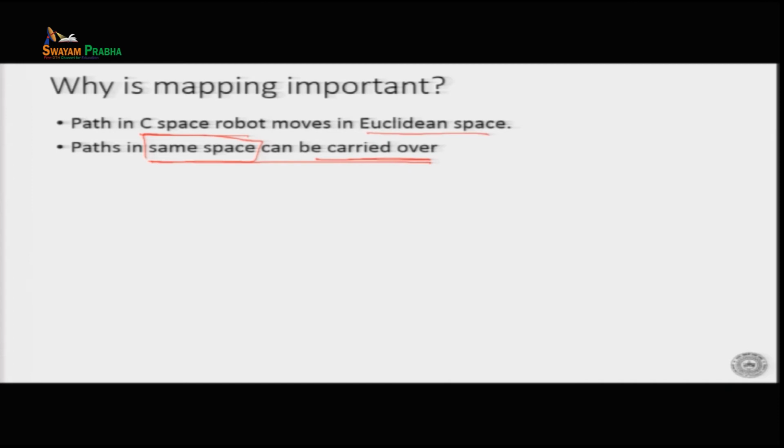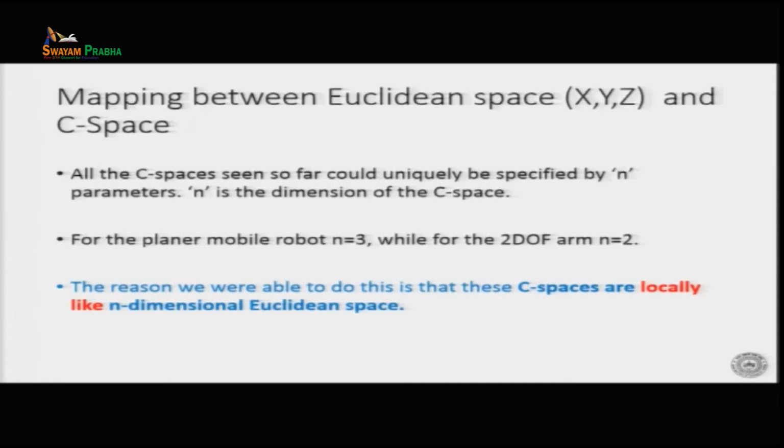Okay. Now, so this is the first point. The second is paths, and I would also use the term algorithm. So, the same algorithm can be used for different robots if the C space is the same. Now, let us look a little bit more at the mapping between Euclidean space and C space. Now, first of all, why was it possible that we could go from Euclidean space to C space and come back to Euclidean space again?